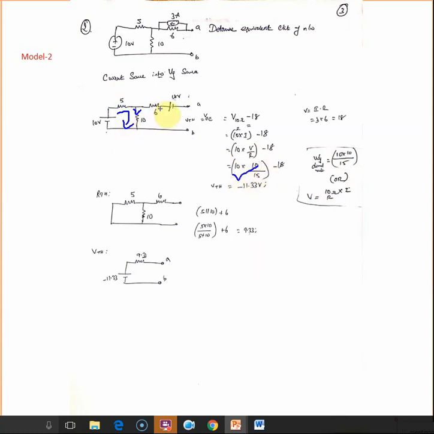So this resistance is a useless resistance. I already said it is an open circuit resistance. Leave out the 6 ohm.